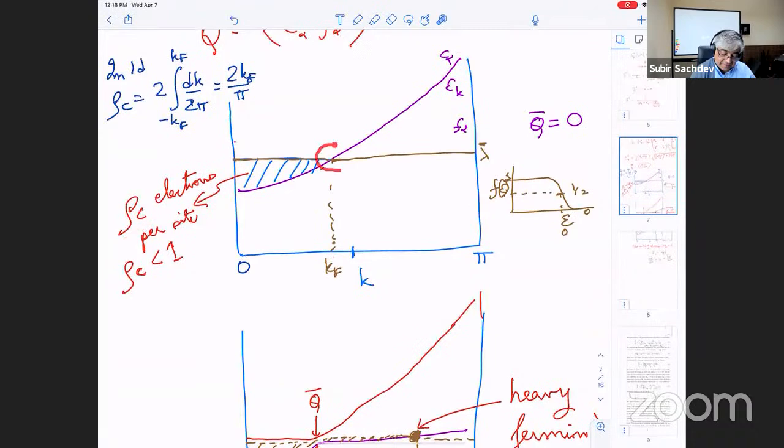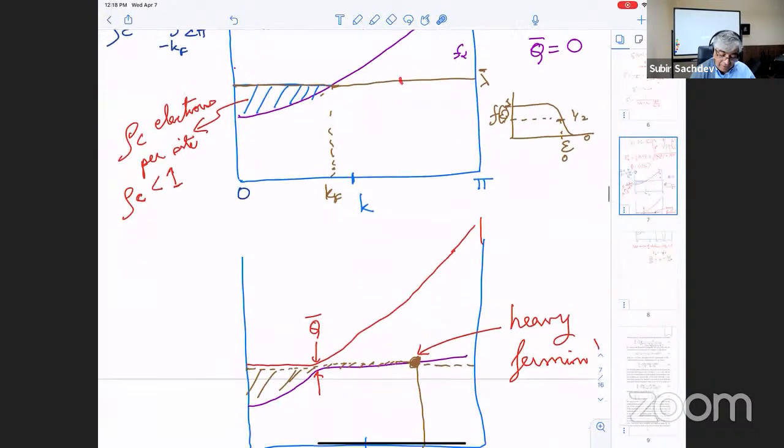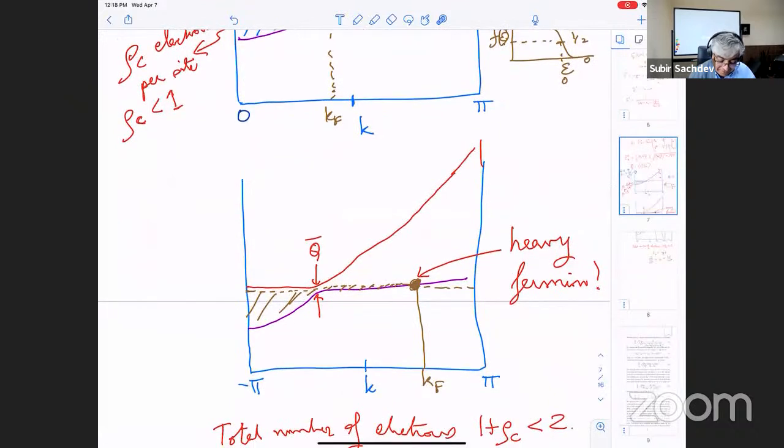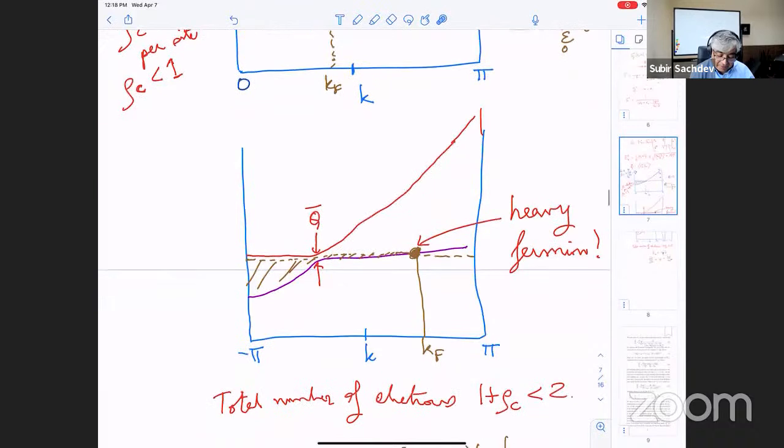But once they hybridize, what happens is that the half-filled lambda band electrons, you don't care, they're mixed up and want to occupy the lowest band. What I assumed was that they would occupy this hybridized band, this lower purple band, and the total number of electrons in that is 1 plus rho c. So that means the new k_F, since there's only one band, has to move up. So the k_F becomes large. And that's the origin of the word large Fermi surface.